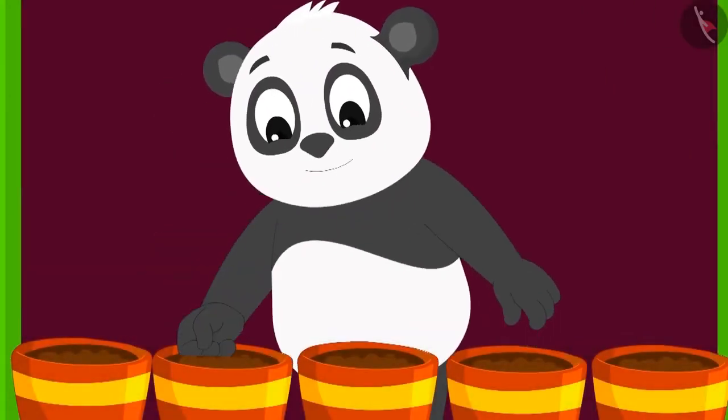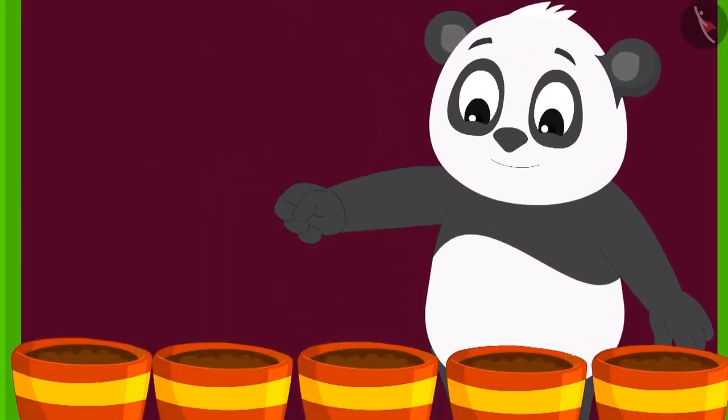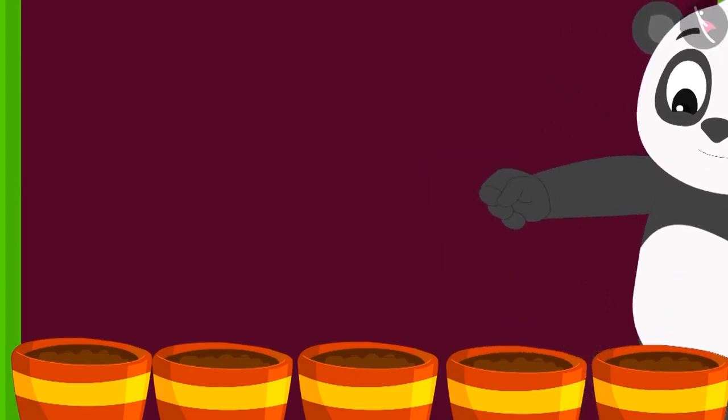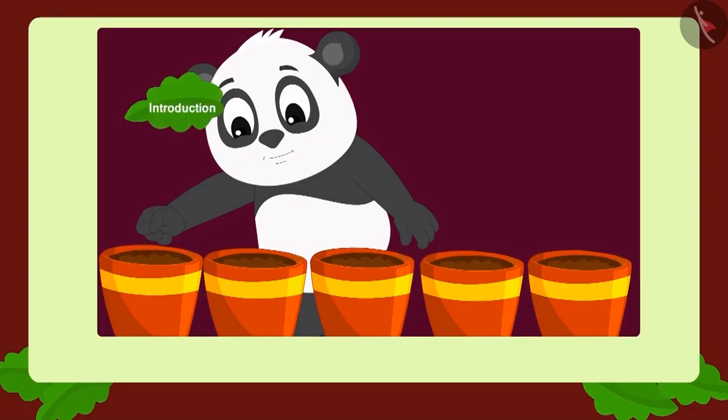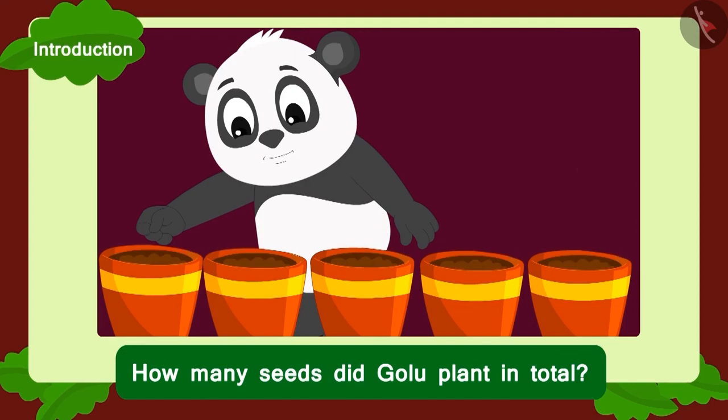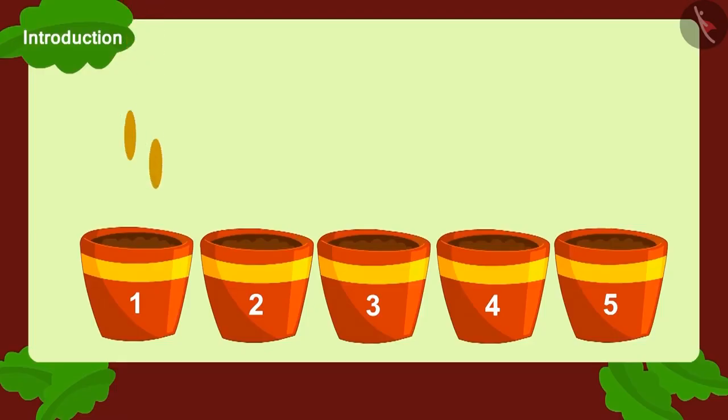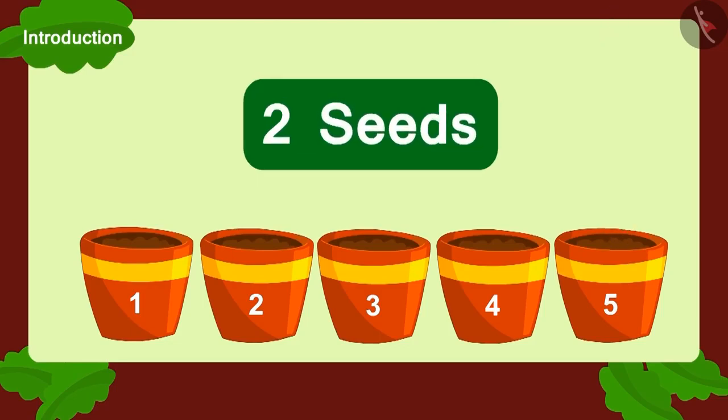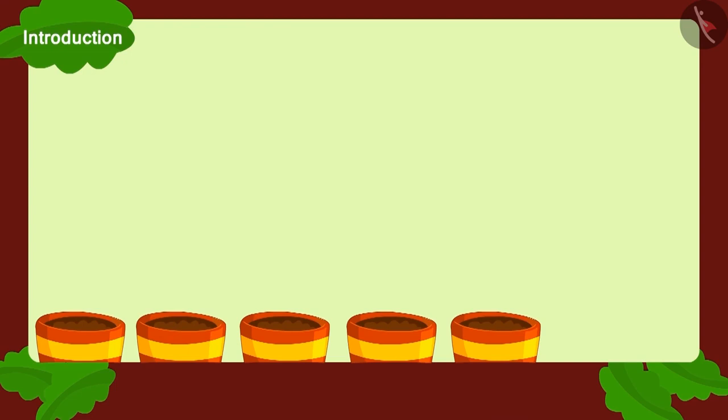Golu planted 2 seeds each in 5 pots. Can you tell how many seeds did Golu plant? In all, Golu planted seeds in 5 pots. And how many seeds did he plant in each pot? 2 seeds. Let's find out the total number of seeds by adding these seeds.